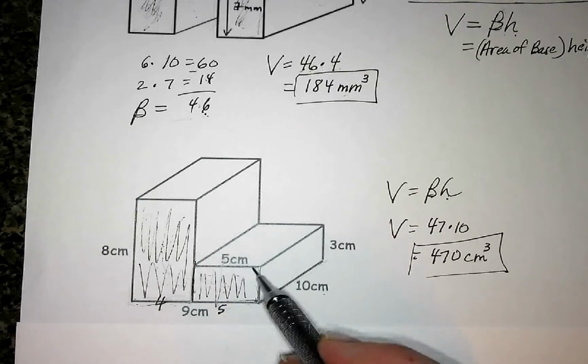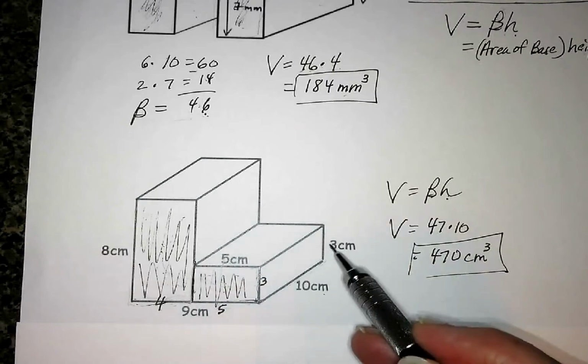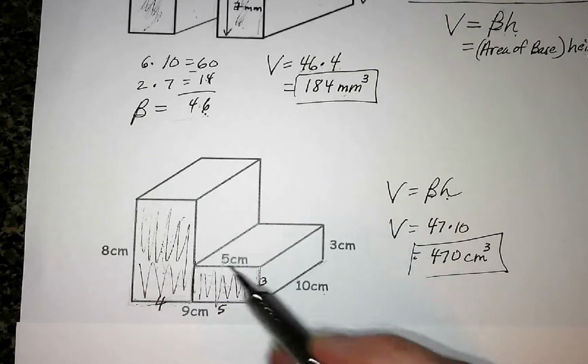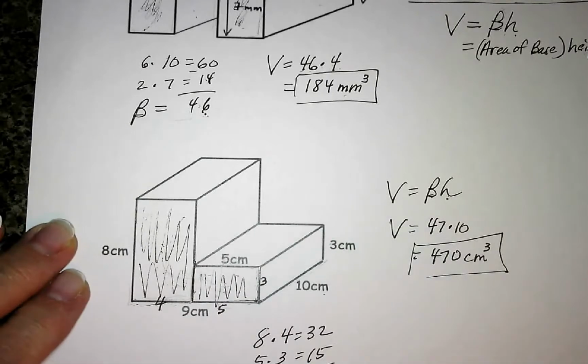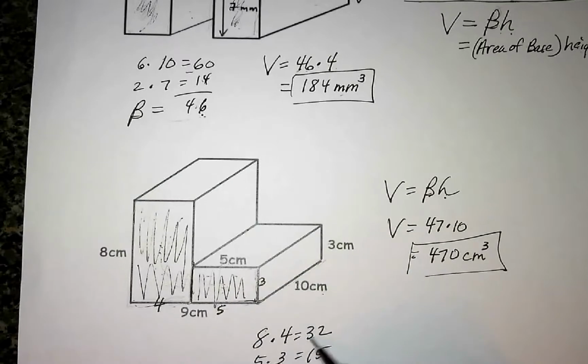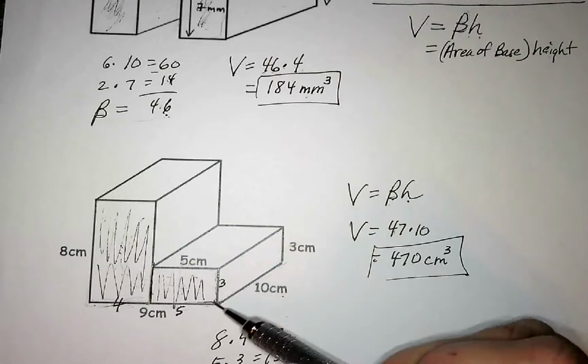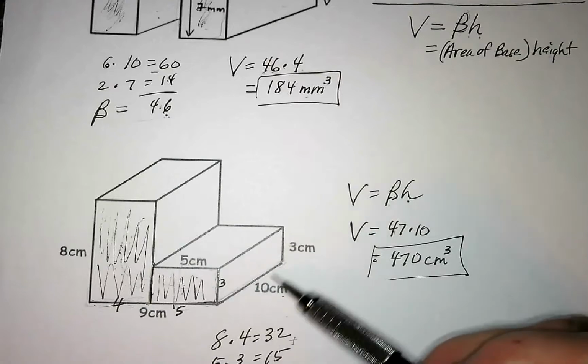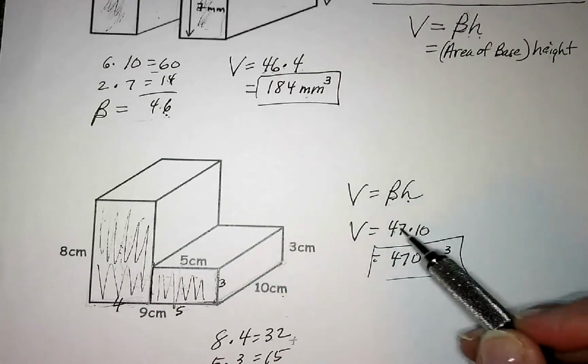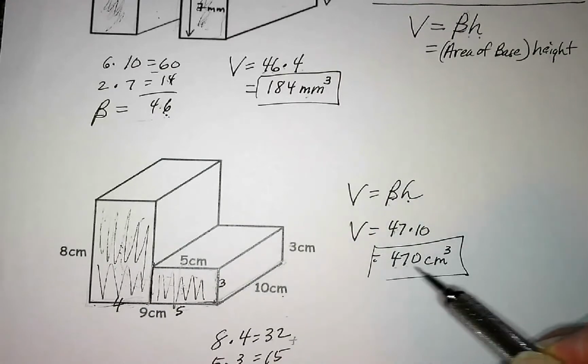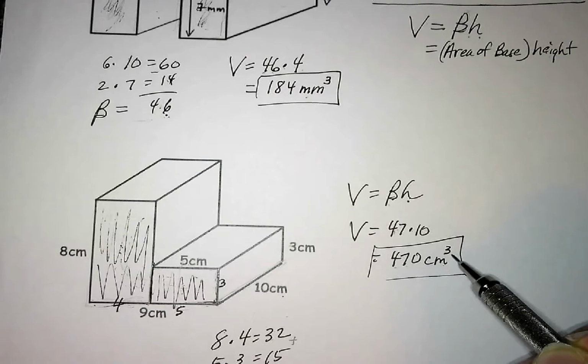This rectangle is 5. This piece right here that comes from the back is 3. So 5 times 3 would be that piece. When you put those together, and in this case I'm going to add them because I want both of them, I get 47. So the area of my base is 47. The height or length between those two bases is 10. So 47 times 10, 470 cubic centimeters.